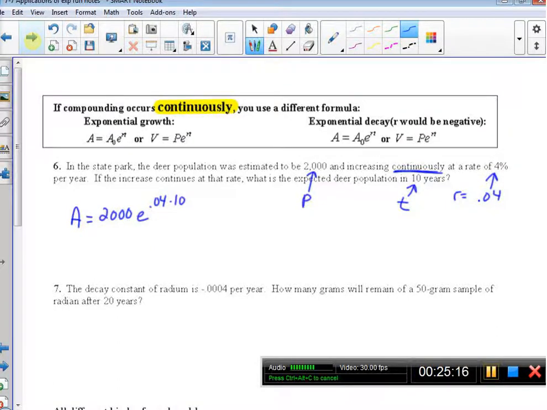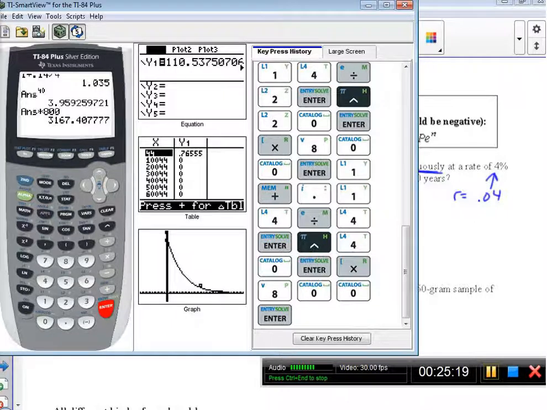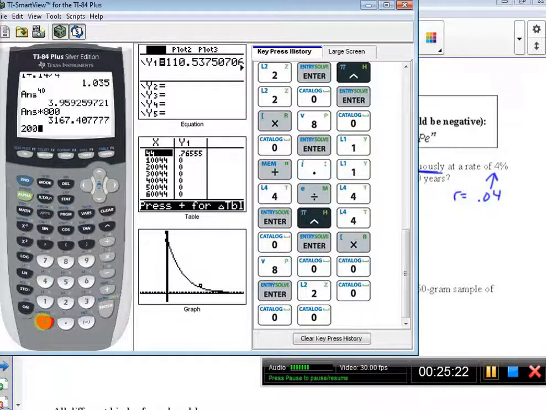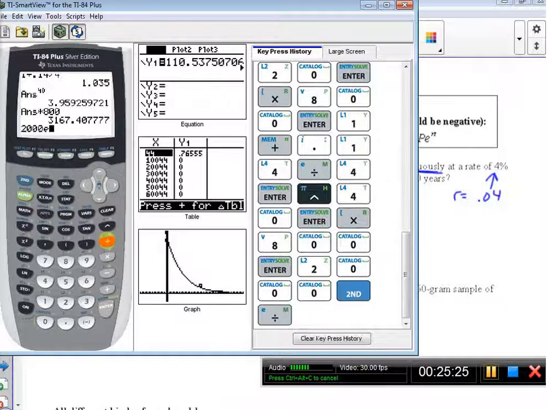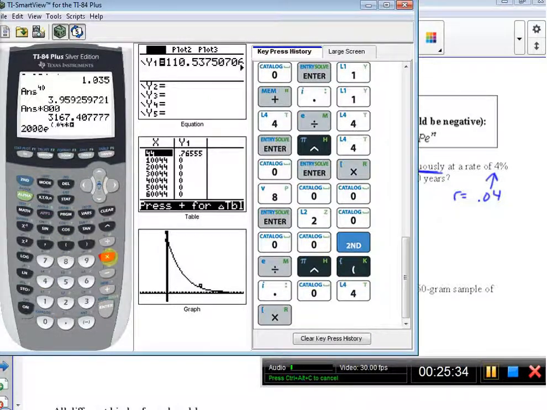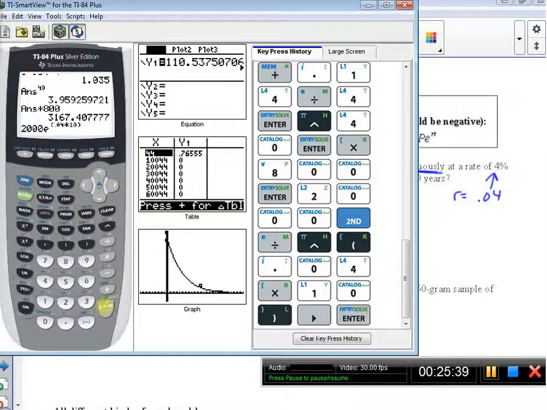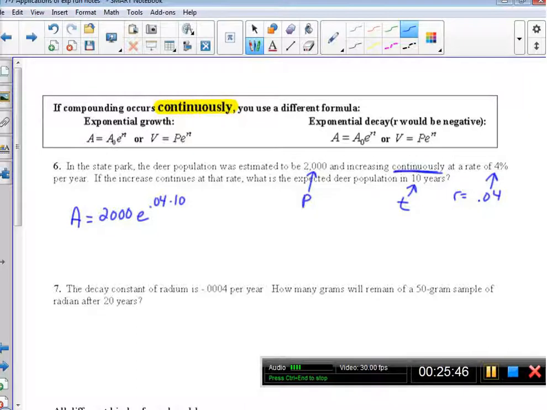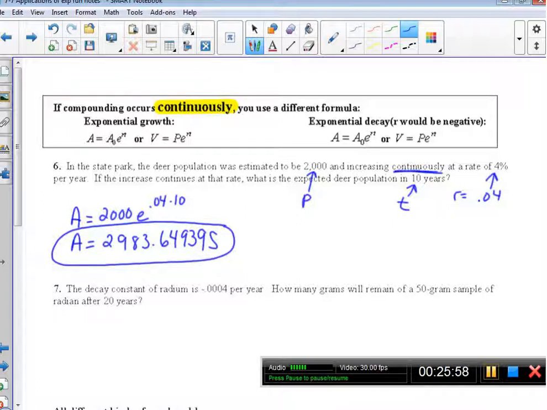So if you've got an old operating system, you have to do 2,000, second divide, which is e, caret, and you might have to do parentheses, 0.04 times 10. I really didn't have to use the parentheses, but I did it to show you if you have an older operating system. So A or V, whatever you used, is 2983.649395. There was no mention of rounding, so I'm going to put the entire decimal.